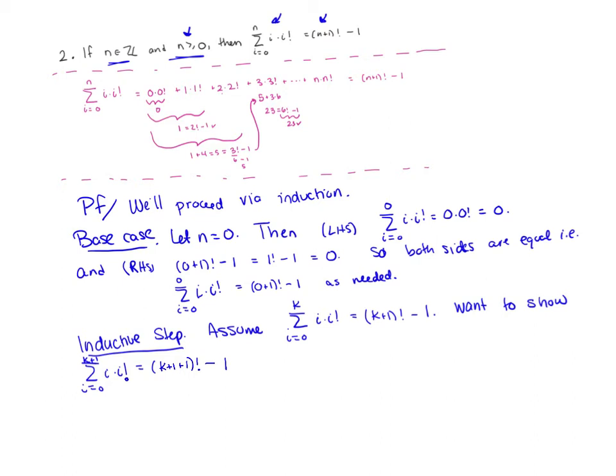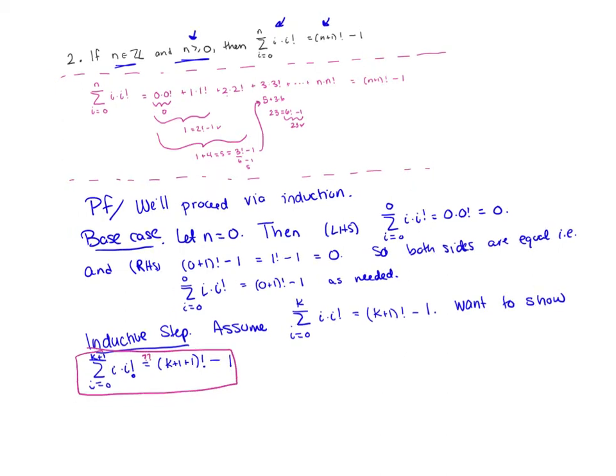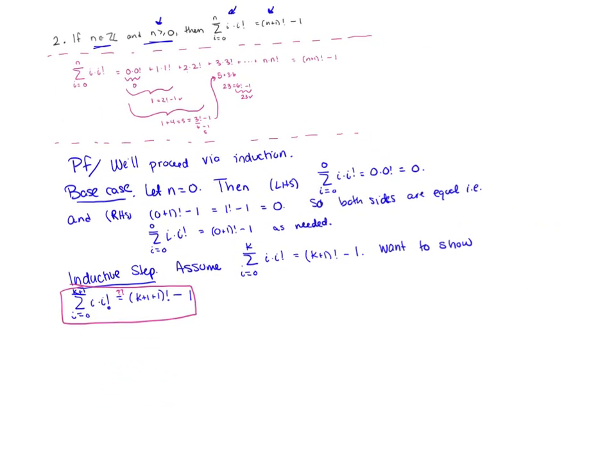Now this statement here is what we want to show. It's not something I know already, so I can't work with both sides of that equality. I can only work with one side because I don't know that it's true yet. So we're going to start with this first side here, the sum from i equals 0 to k plus 1 of i times i factorial, and we're going to say what that's definitely equal to.